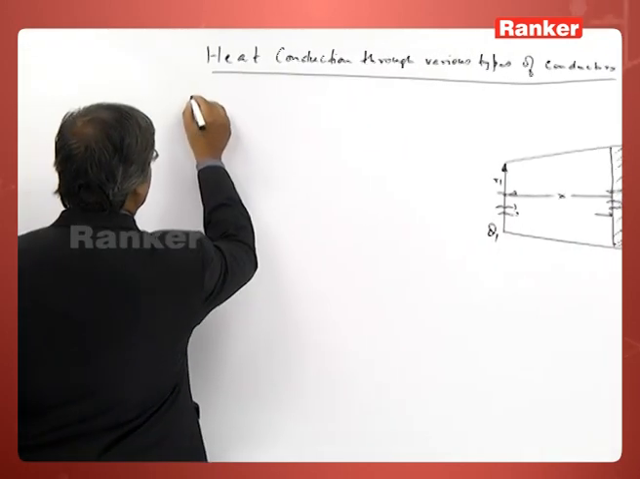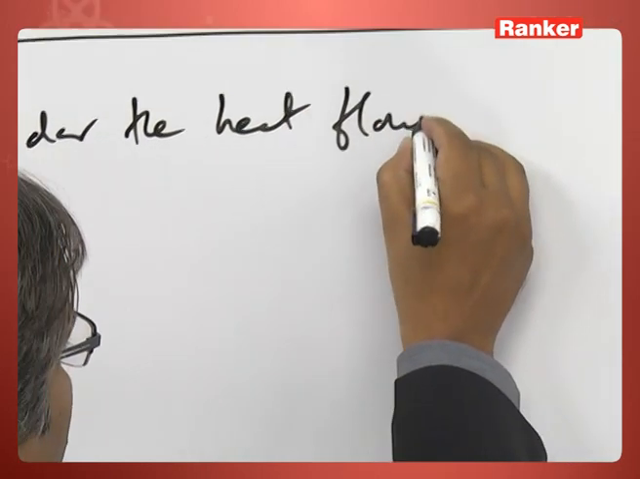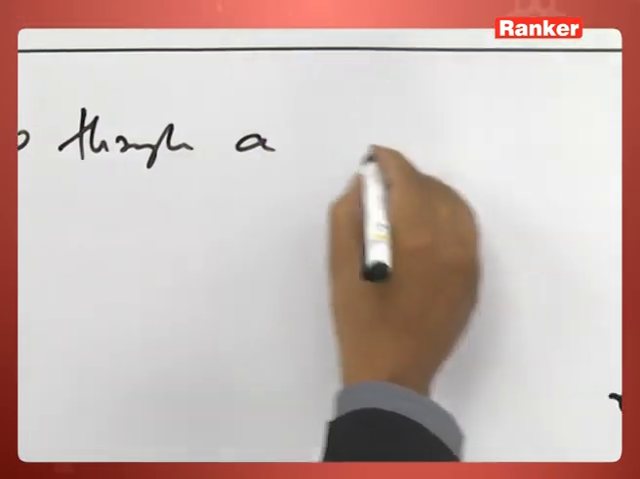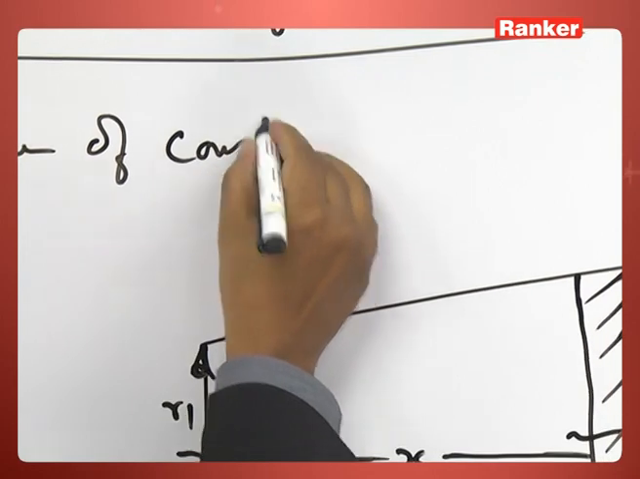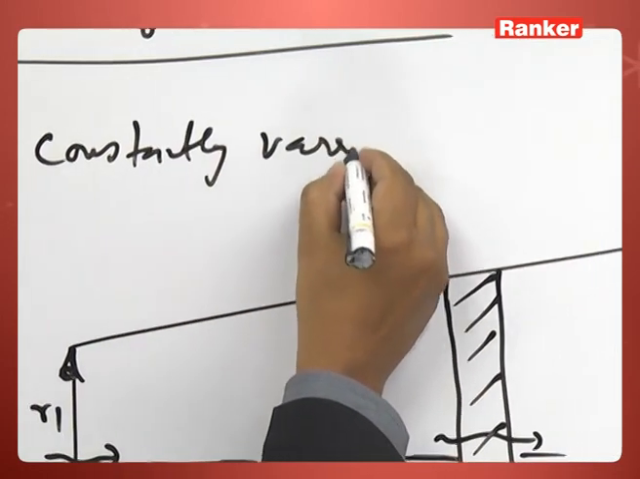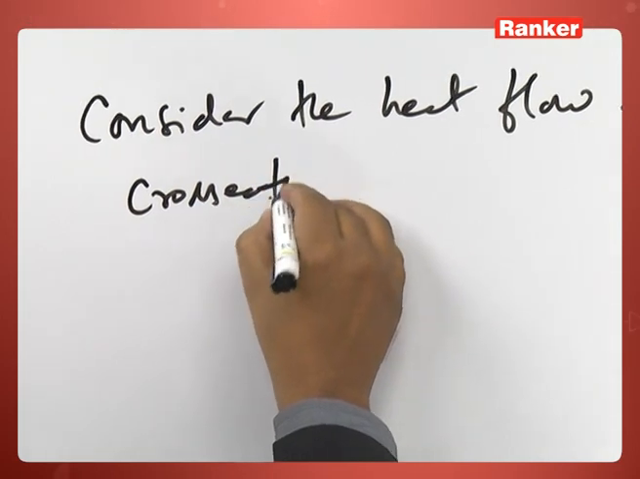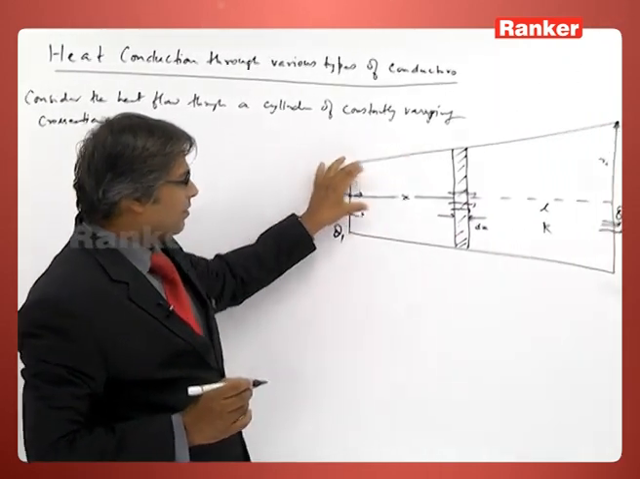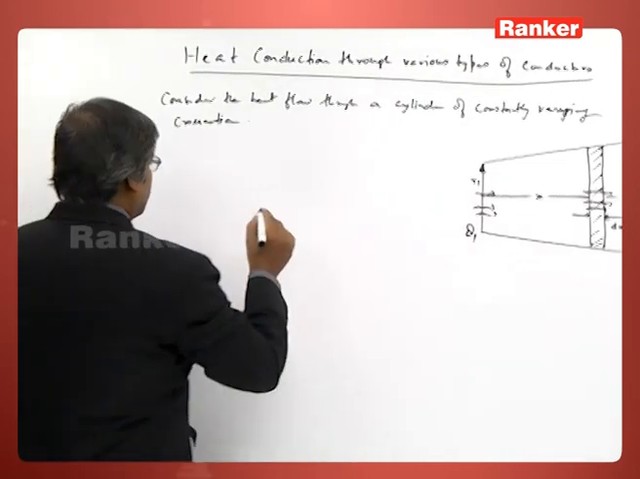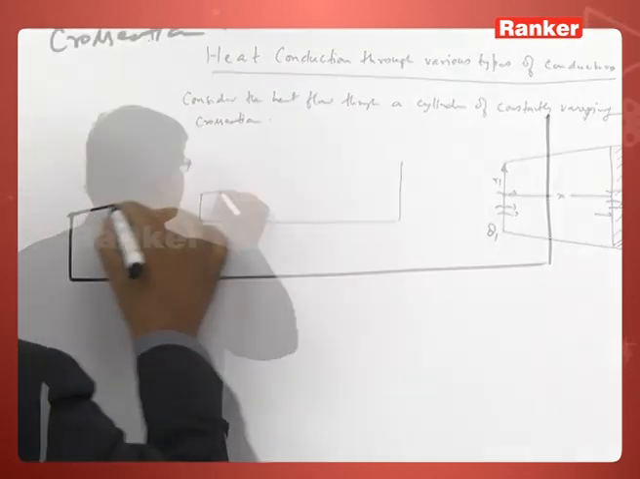So, let us first consider the heat flow through a cylinder of constantly varying cross section. Now, as seen, this R1 varies to R2. So, let us see how, first of all, this radius varies.